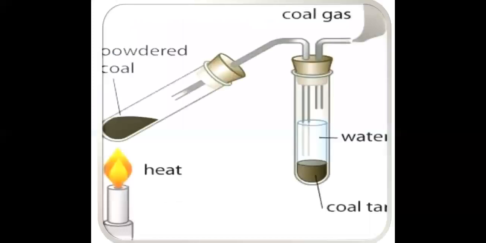In this image, you can see the destructive distillation of coal. That is, coal is completely decomposed by heating it and by keeping the test tube airtight. So in the absence of air, when coal is heated at a high temperature, it decomposes into coal gas, coal tar, and coke. We get these components by this method, which is called the destructive distillation of coal.